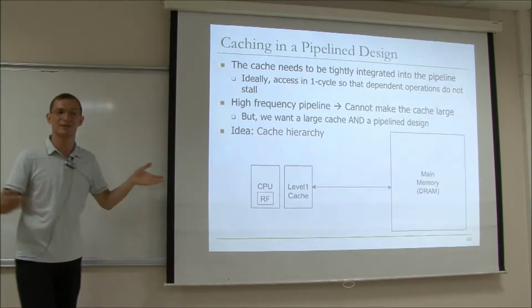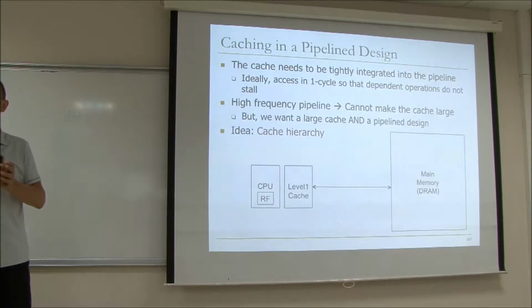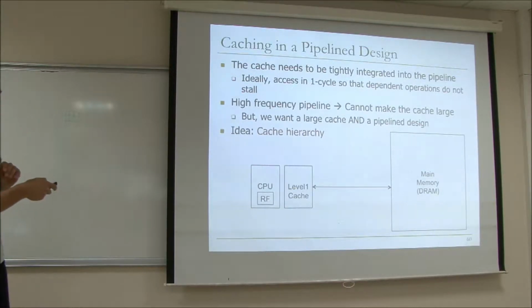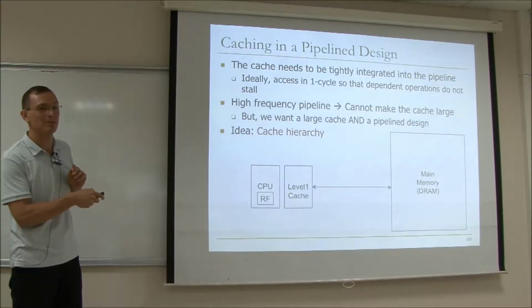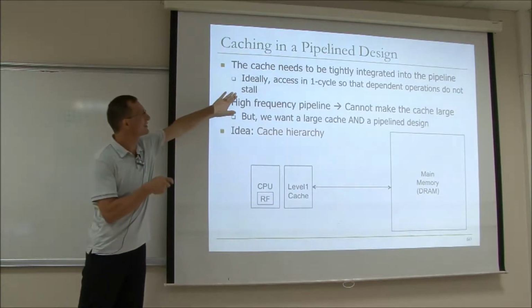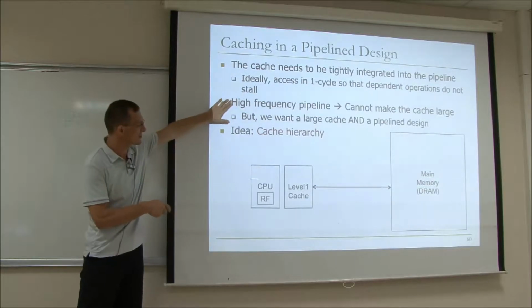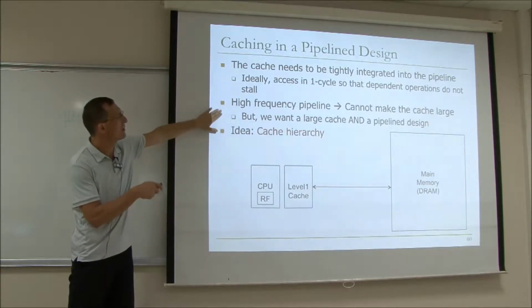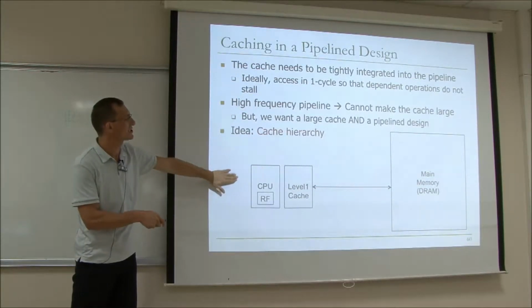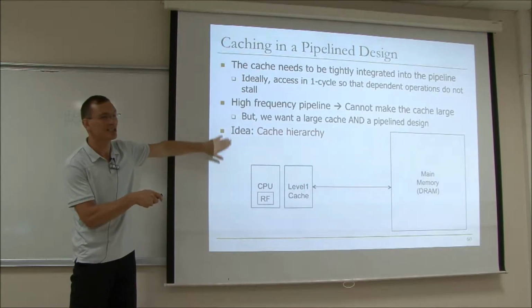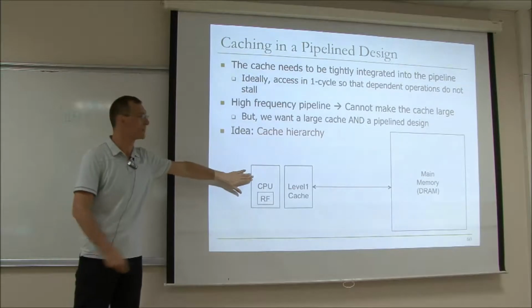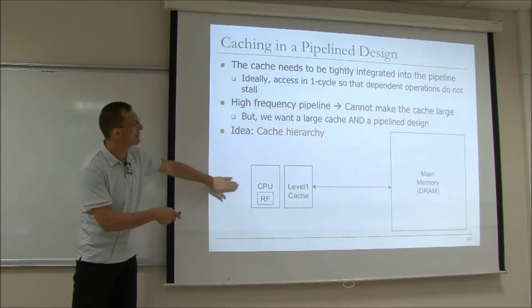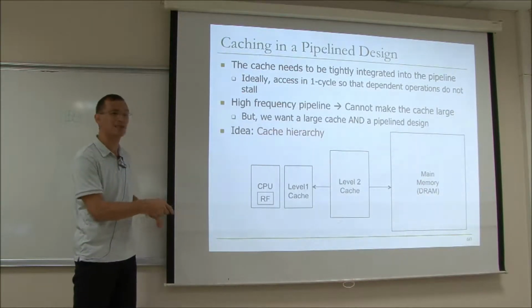I'm going through this relatively quickly because we've already covered caches, but this is going to be fundamental in all parts of the design. And I've told you before in one of these lectures that the cache needs to be tightly integrated into the pipeline. Ideally, you want the access in one cycle so that dependent operations do not stall. If you have a high frequency pipeline, you cannot make this cache large, but you want a large cache to get more capacity. As a result, we have cache hierarchies today. So you have a level 2 cache, a level 3 cache, and so on.